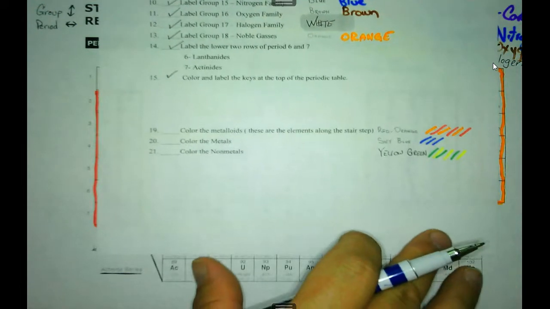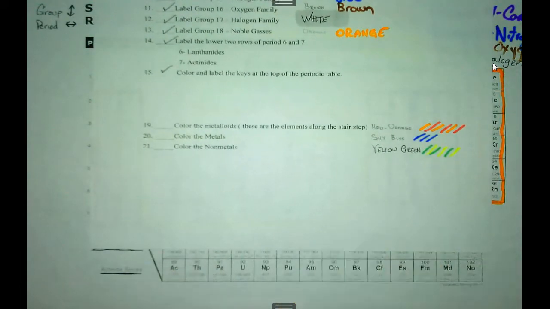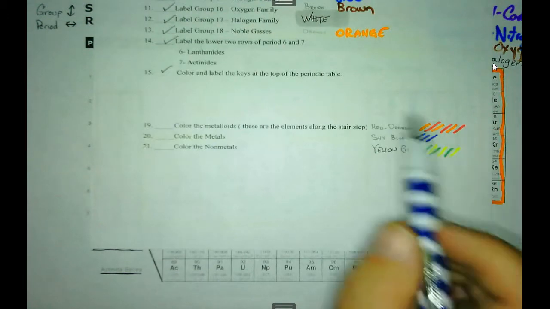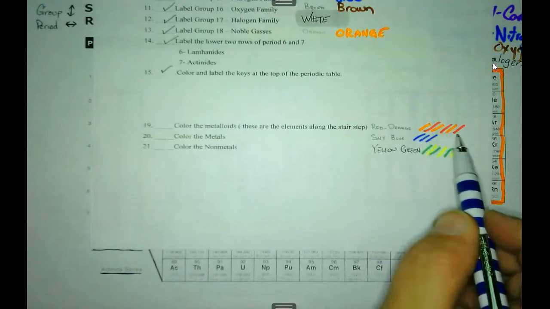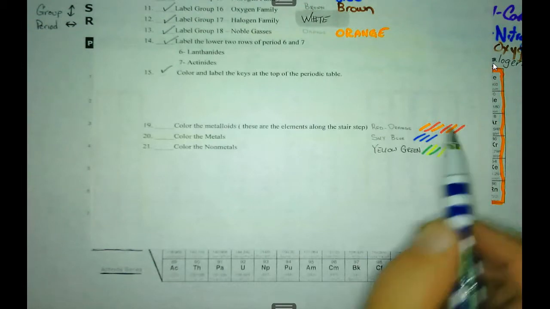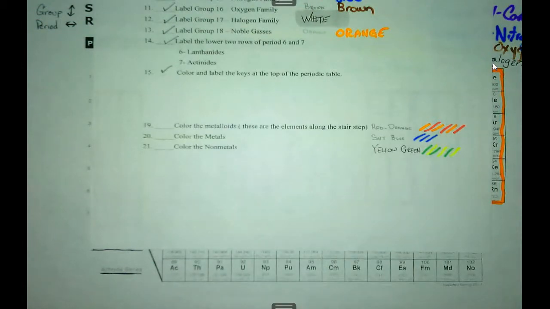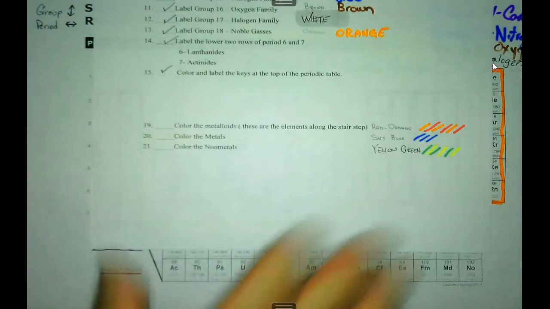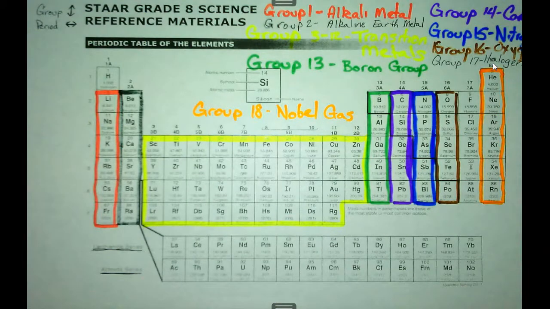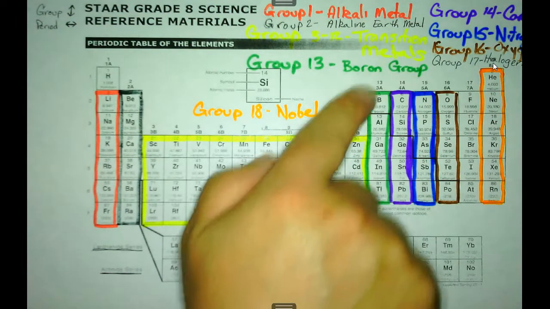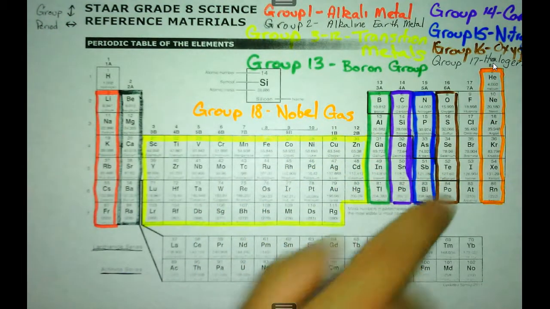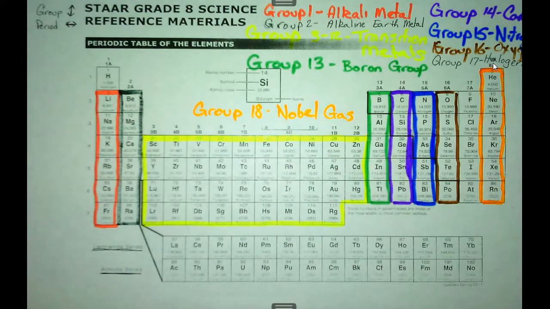Next we need to do is color the metalloids. And what we're going to do, we're going to alternate colors. We're going to go red, orange, and we're just going to do some dashes across it. That way we can see where they are, but we can still see the elements. The metalloids are a special group. They're a small group, and they are located right along that stair step. You remember the stair step that went all the way down the periodic table? It's going to be located along that stair step.